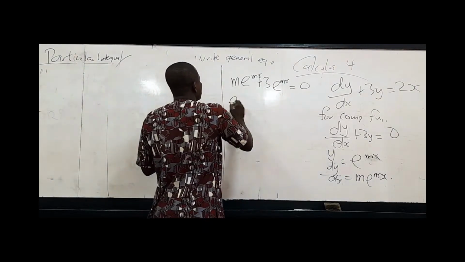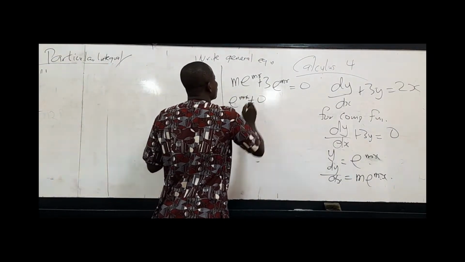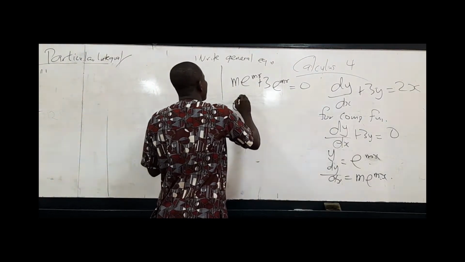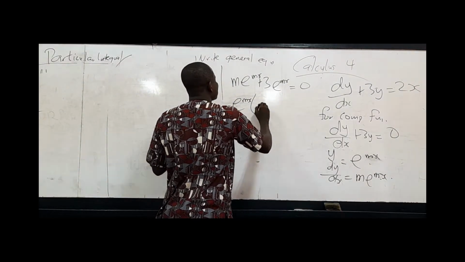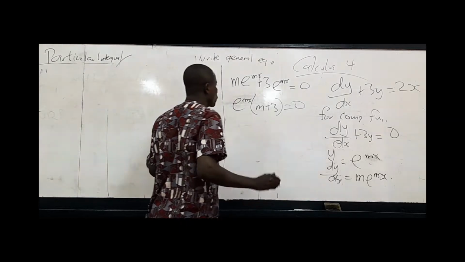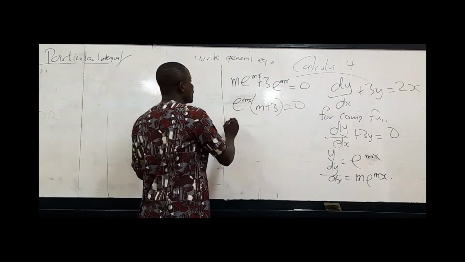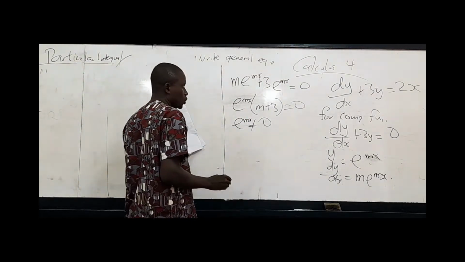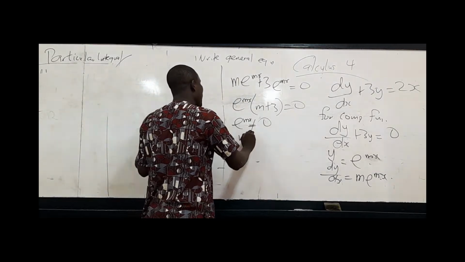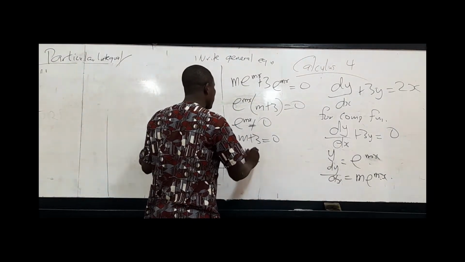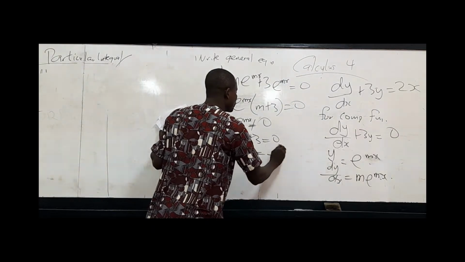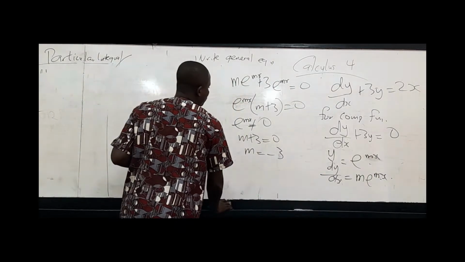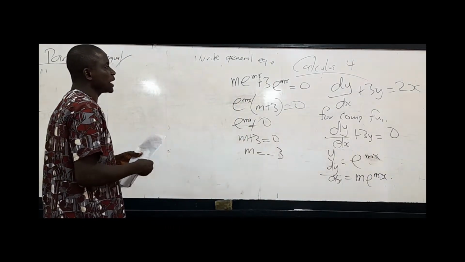Since e to the mx is not equal to 0, let's factorize first. We have e to the mx times the bracket m plus 3 is equal to 0. Since e to the mx is not equal to 0, it implies that m plus 3 is equal to 0. So m is equal to negative 3. Exactly. We've got m to be negative 3.